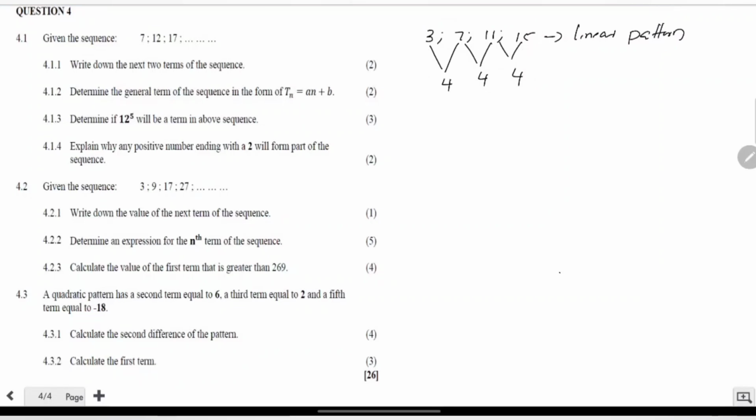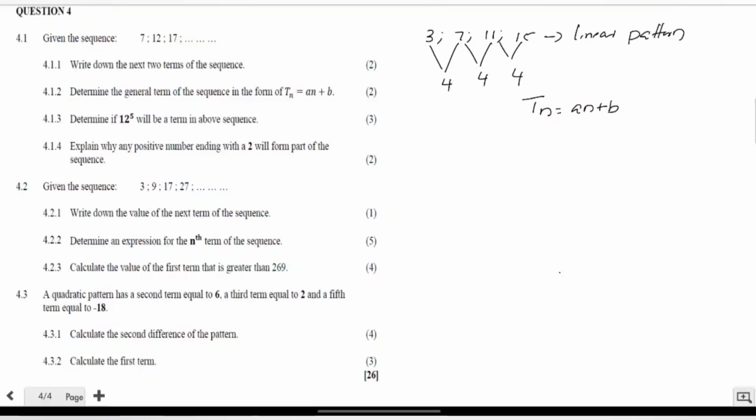So if it is a linear pattern, how do we get the general term? The formula is Tn is equal to An plus B. Only use this formula. Don't use the Tn formula for quadratic here. First you have to identify whether the given number pattern is linear or quadratic, because you are studying only linear and quadratic in grade 11.